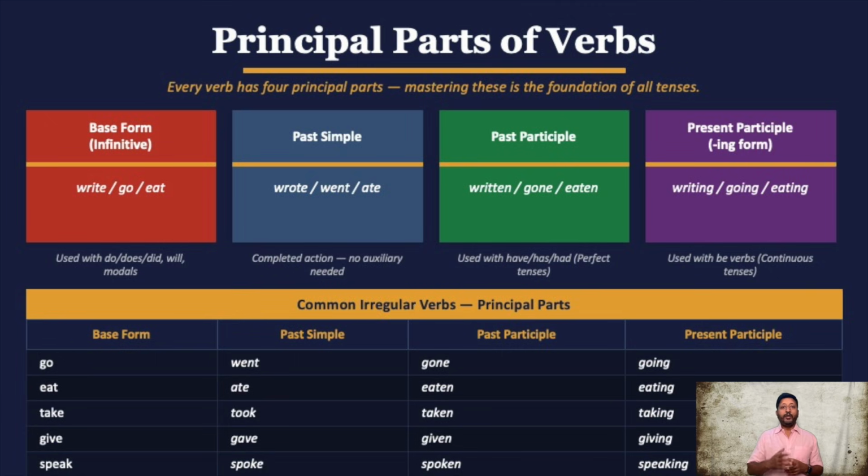Now, we are going to look at the principal parts of verbs. Each verb has 4 principal parts. If you master this, you understand tenses as well. The first one is the base form, where you say write, perhaps go or eat. Then it is the past simple, where write becomes wrote, go becomes went, and eat becomes ate. There is the past participle: written, gone, eaten. Then the present participle, where you simply add ing: writing, going, or eating.